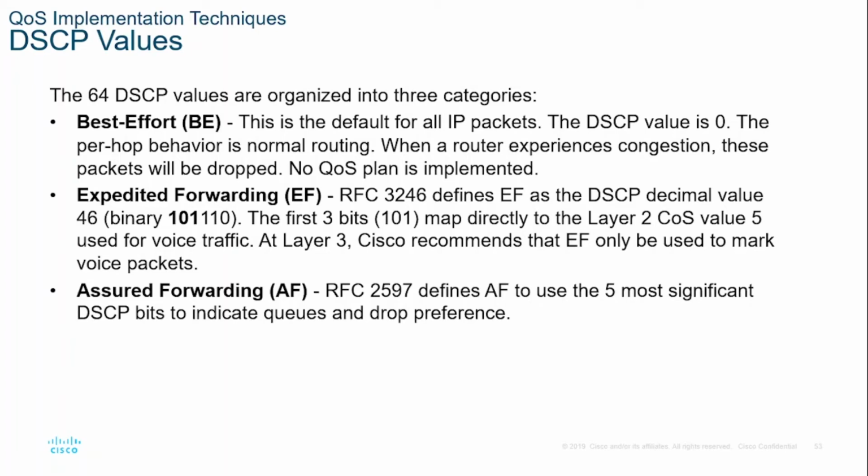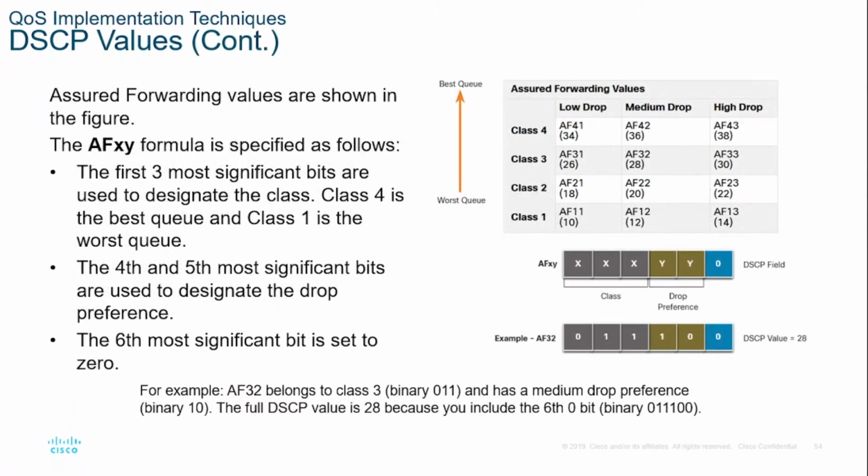And then the last one is the Assured Forwarding or AF. RFC 2597 defines Assured Forwarding to use the 5 most significant DSCP bits to indicate queues and drop preference. The definition of AF is illustrated in the figure. Assured forwarding values are shown in the figure. The AFXY formula is specified as follows.